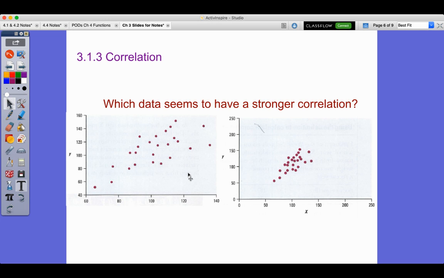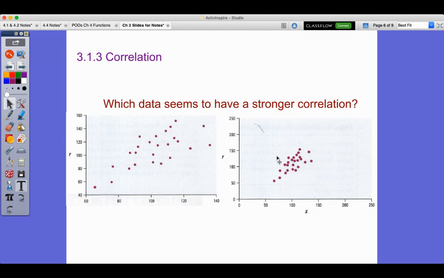So we're going to talk correlation. And I want to start off by asking this question: which of these two data sets, the one on the left or the one on the right, seems to have a stronger correlation? And you may look and decide incorrectly, because they're the same exact data set. Just one is zoomed in on the left and zoomed out on the right. But it's deceitful. I think this one looks like it's stronger, but in reality, they have the same correlation.